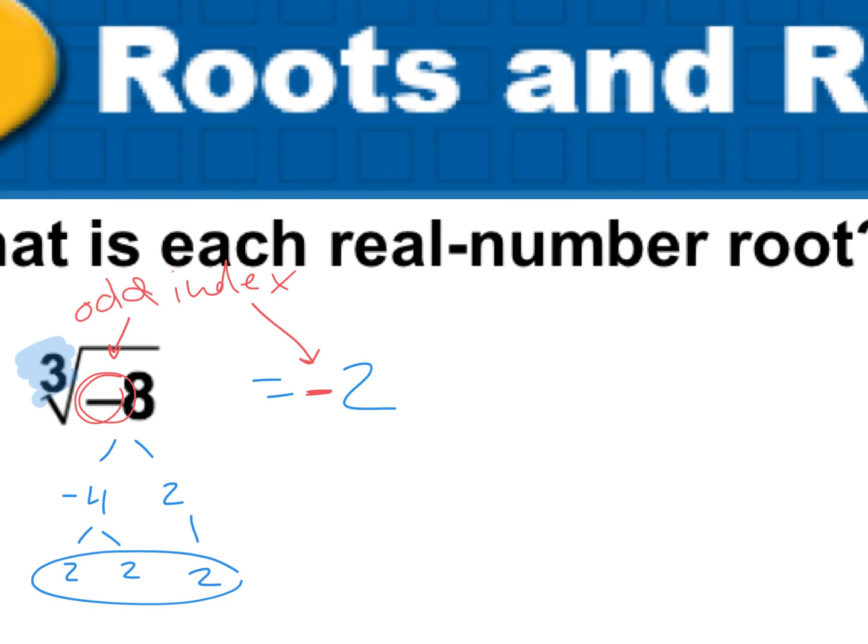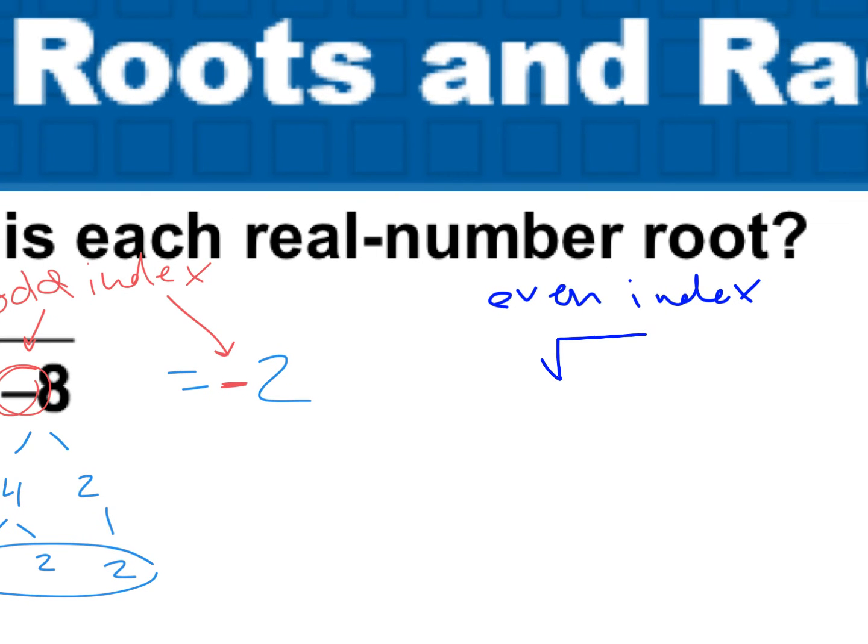So odd index and a negative on the inside, your answer is negative. If you have an even index and you have a negative on the inside, so let's say -2. What do we do with the negative on the inside? What have we done with the negative on the inside in the past? Not turn it positive. It's take it to the outside and turn it into what? An i. So if you have an even index, it becomes an i. If you have an odd index, the answer is negative.